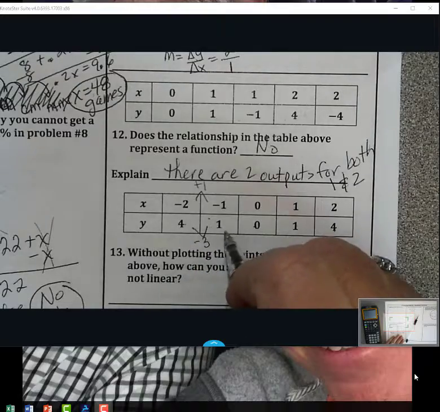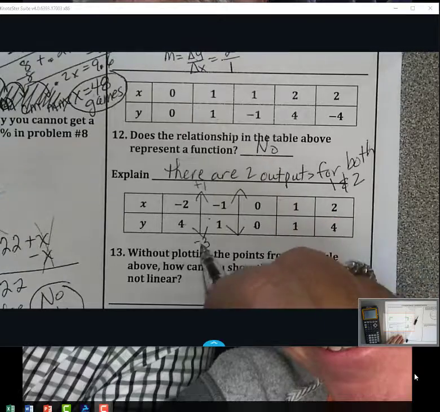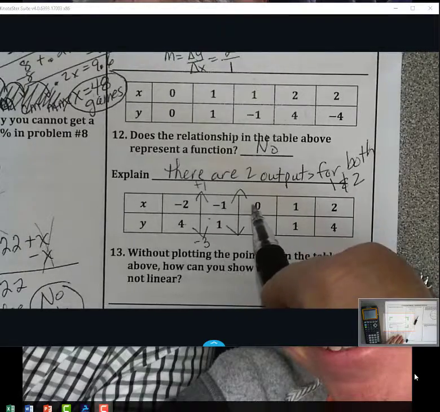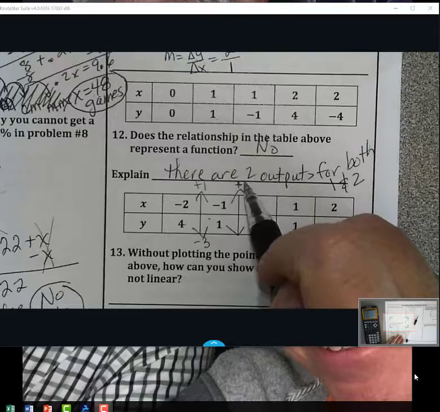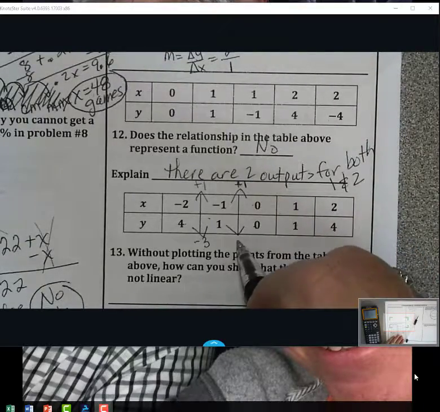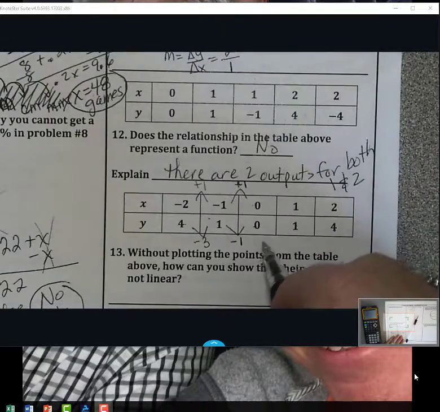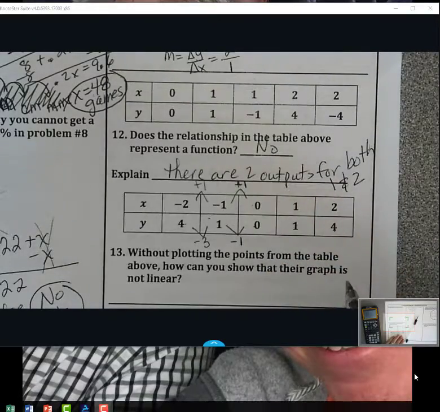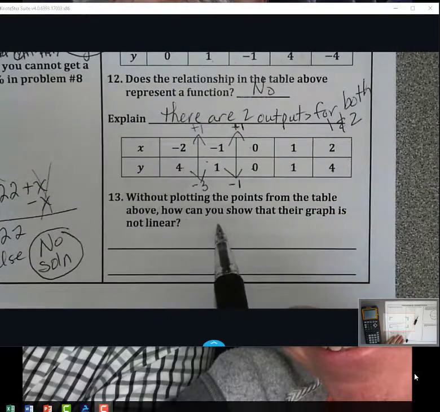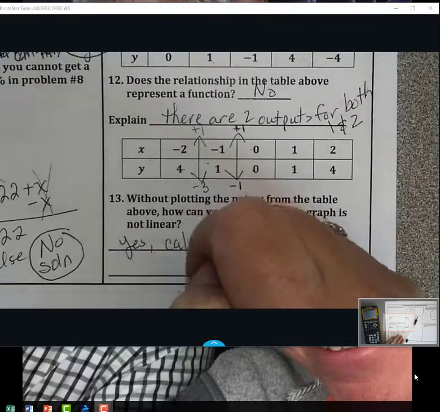If this is linear, when I figure out the slope here between these 2 points, I should get the same thing. Okay, negative 1 to 0, that is adding 1. Okay, so that part's the same. 1 to 0, that was subtracting 1. So that is enough right there to say that this is not linear, because the rate of change between the points is not consistent. Without plotting, can you show the graph is not linear? Yes. Calculate slope.